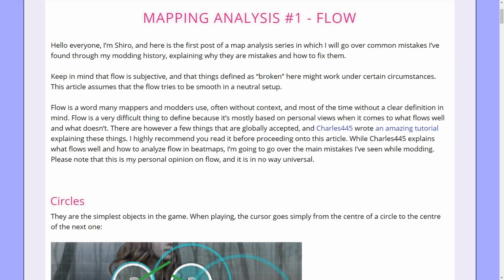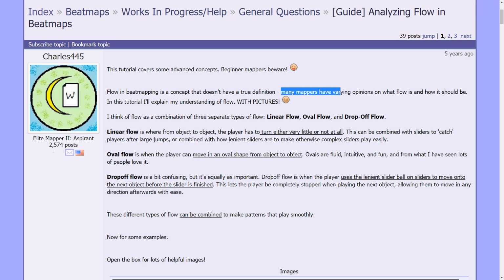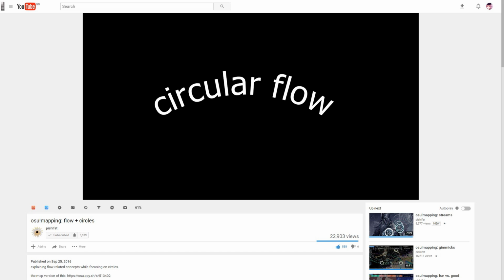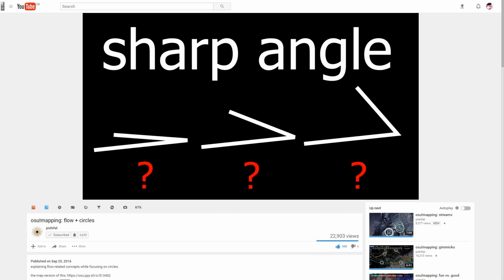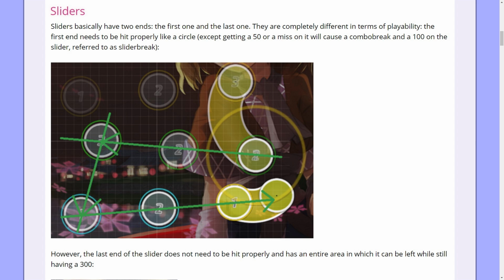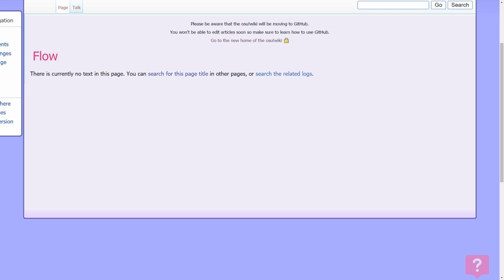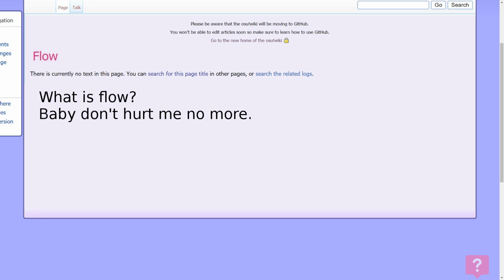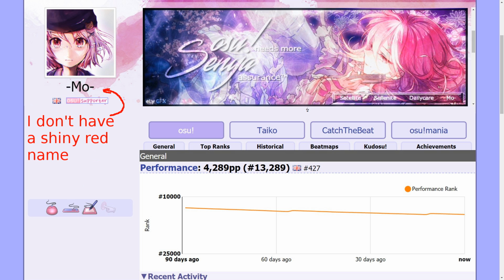The two main articles about flow mention right at the very start of the topic that flow is subjective, and that different people will have different definitions of it, but many terms such as circular flow and sharp angles come up every time people talk about good flow, so surely there must be some things we can all agree upon. If we want to understand flow, I think we need to write down some rules and definitions. This is far from being official, but this is how I would define flow.